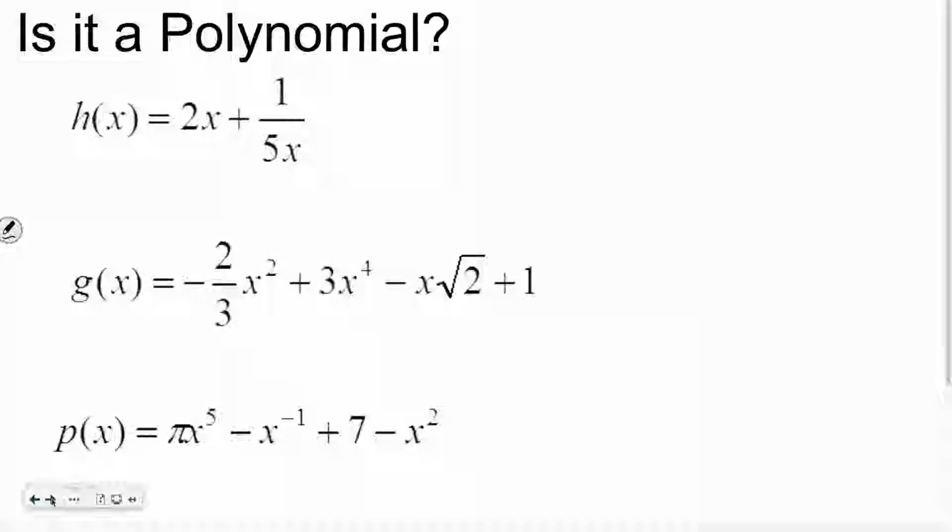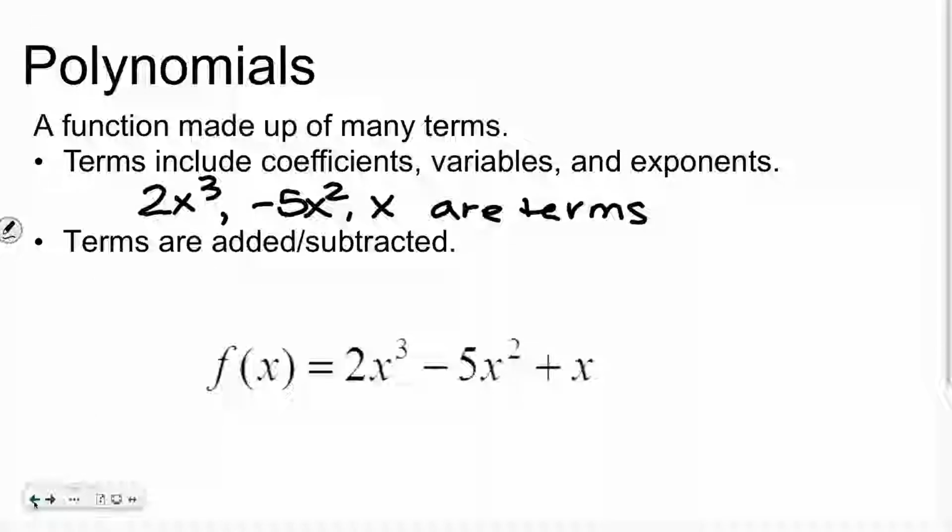Okay, so is it a polynomial? The first one? Yeah. No. Why not? Because it's dividing by x. So I'm going to go back here, and we're going to say a few more things about terms. Okay, notice in my terms I had like 2x cubed, negative 5x squared, x to the first. I can even have an x to the 0.